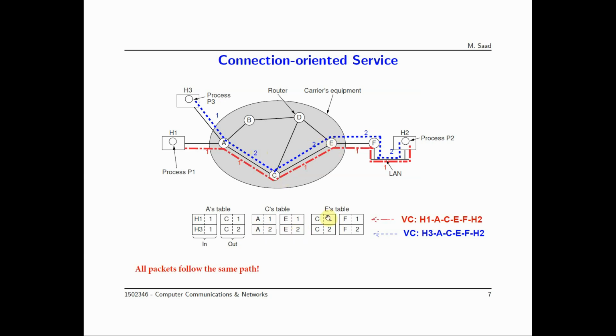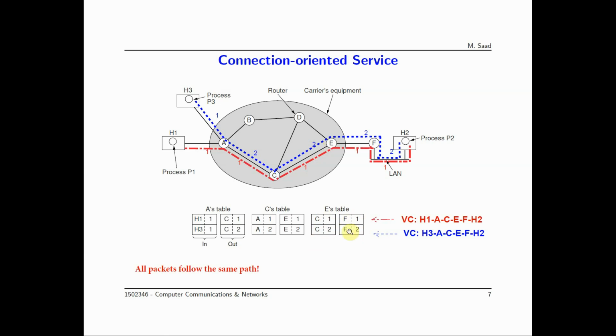What will E do? E will also consult its table, searching for a match. Router E has just received the packet coming from C, and that packet has VCI 2 in the header, so the match is the second entry and not the first one. And from the other side of the table, I will understand what I have to do. I have to forward to F.